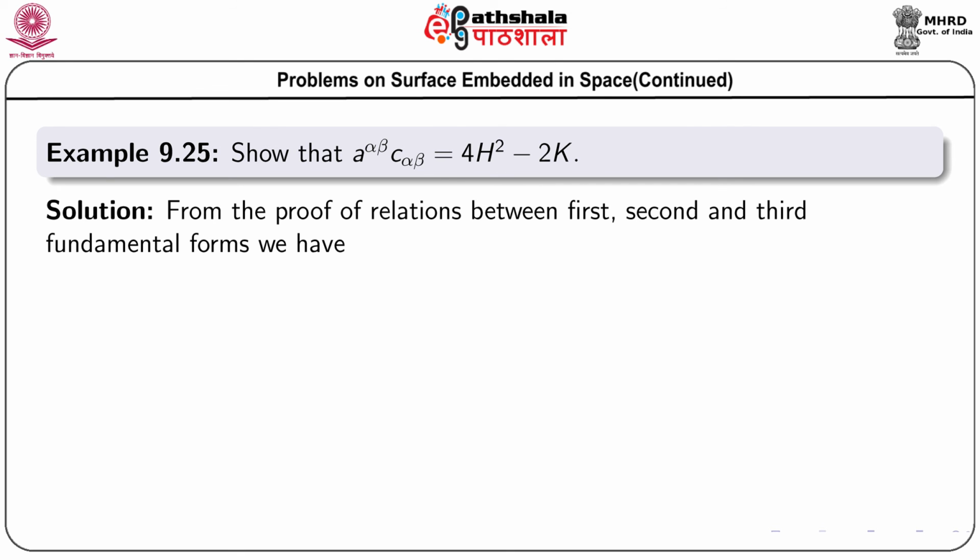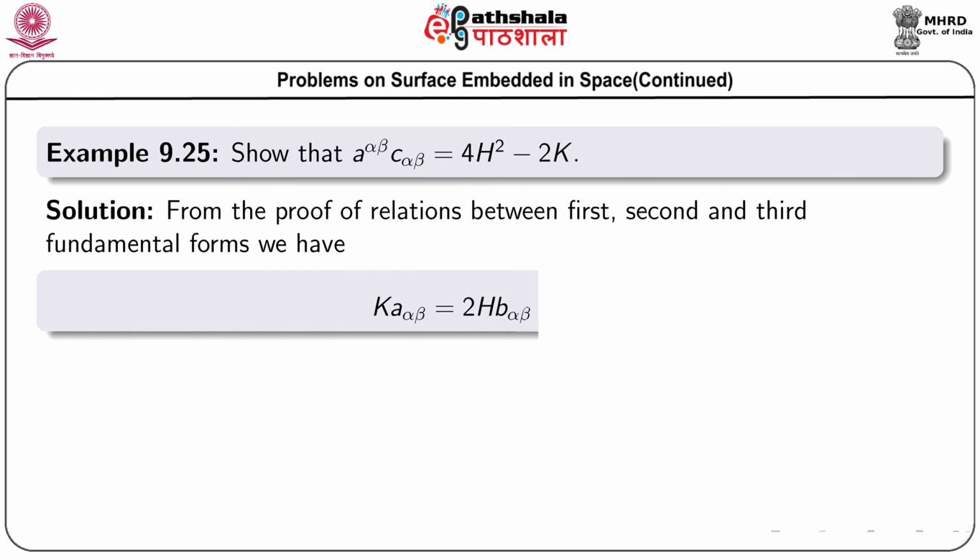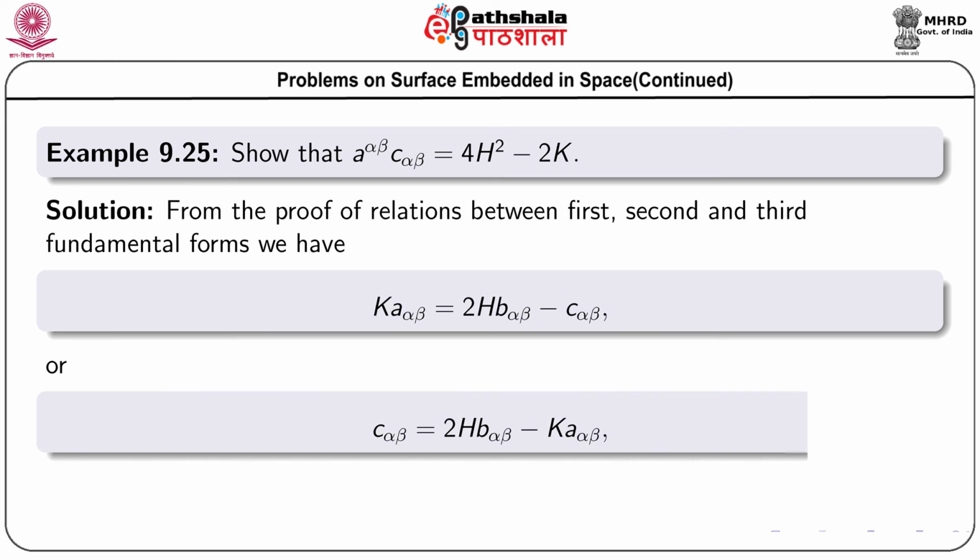Now, from the proof of relations between first, second and third fundamental forms, we have k A alpha beta equals 2 h B alpha beta minus C alpha beta. This expression we have obtained in module 1 of chapter 9. So, from this expression, just transforming the equation in this form, C alpha beta equals 2 h B alpha beta minus k A alpha beta.